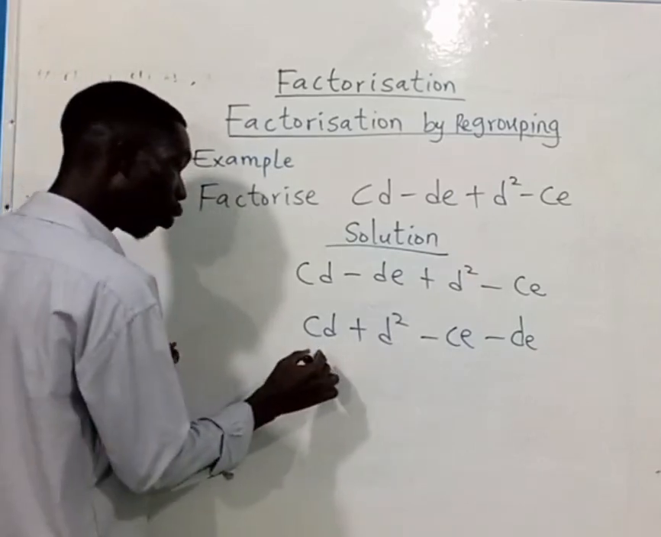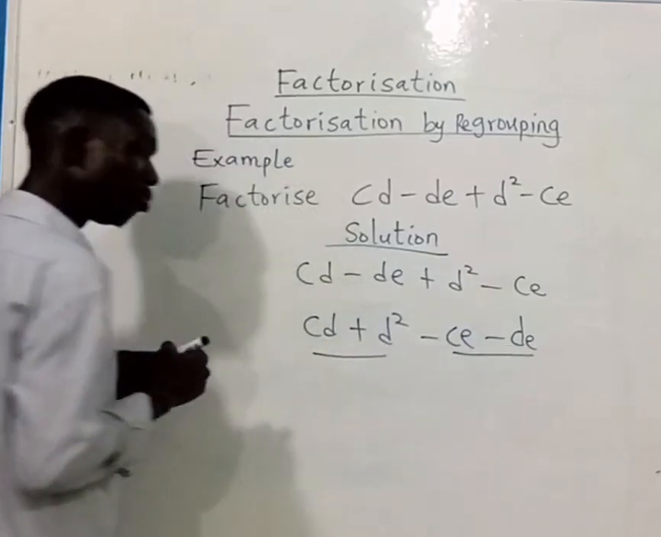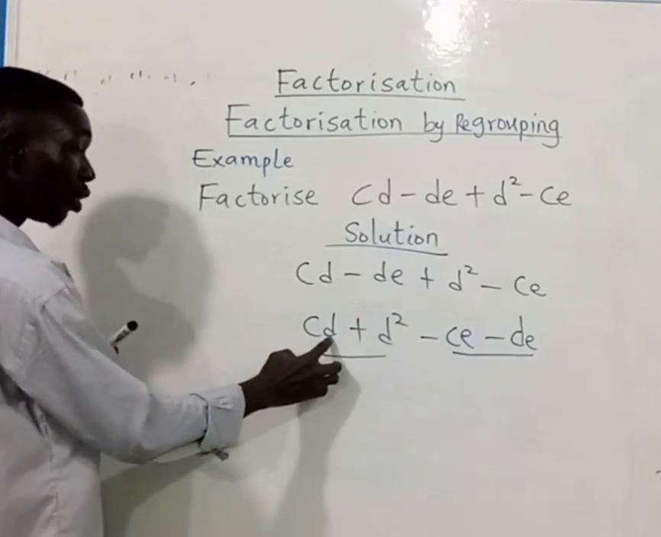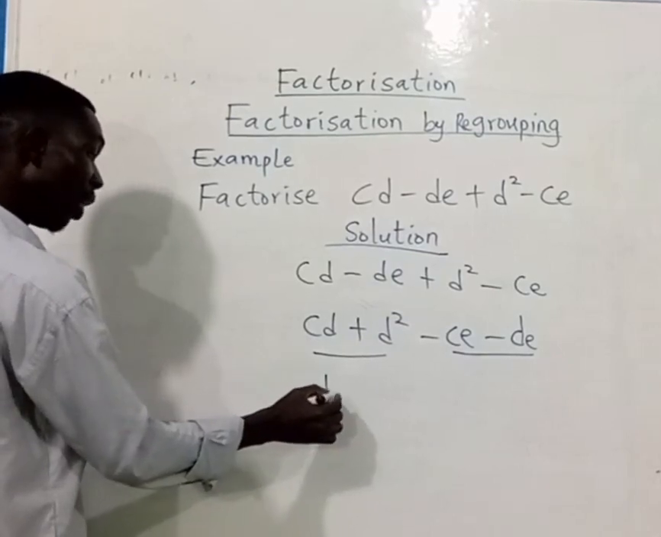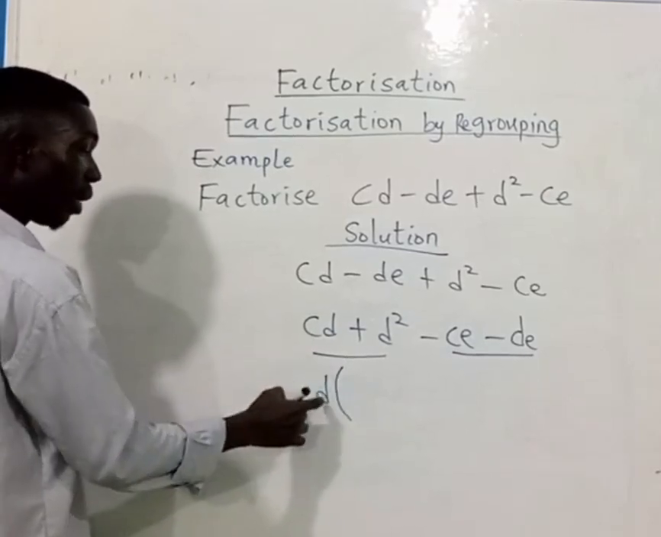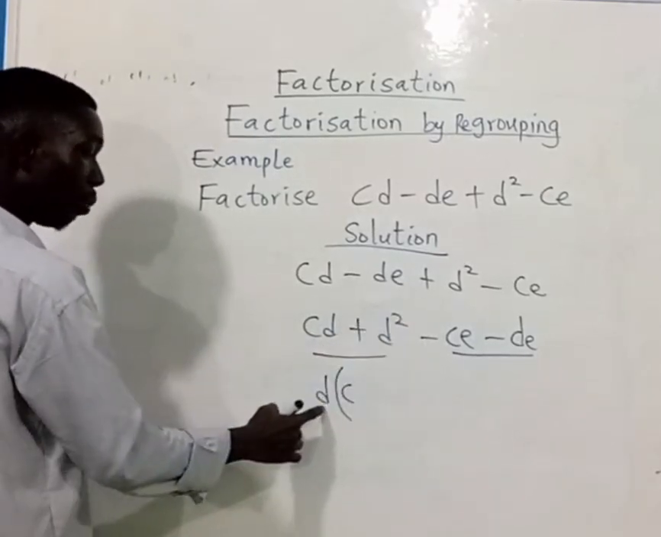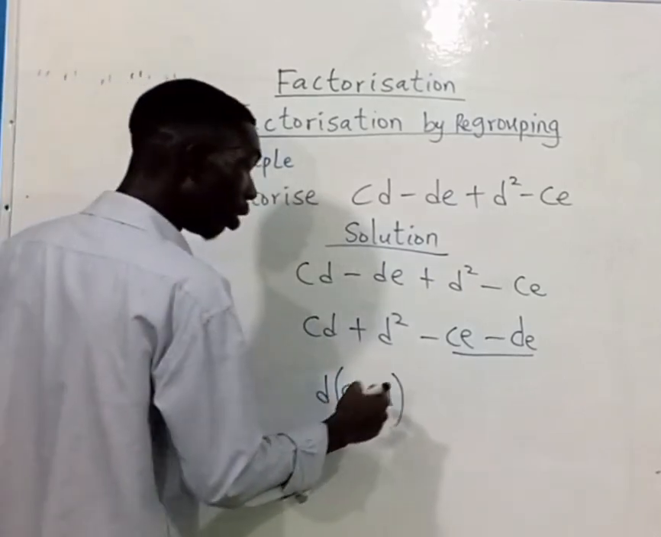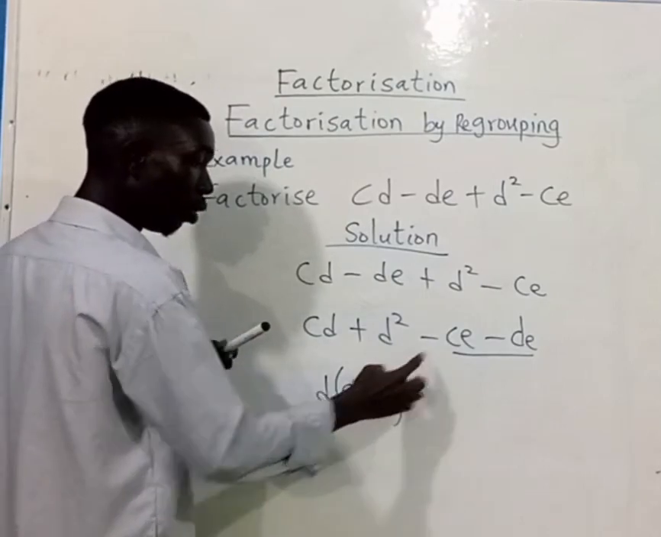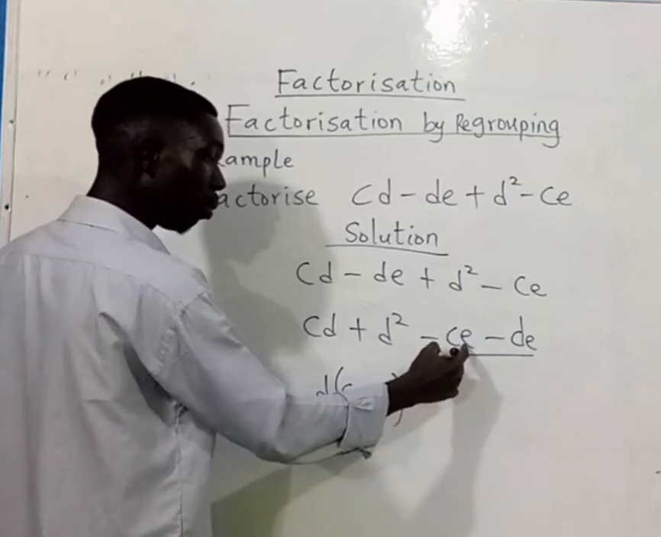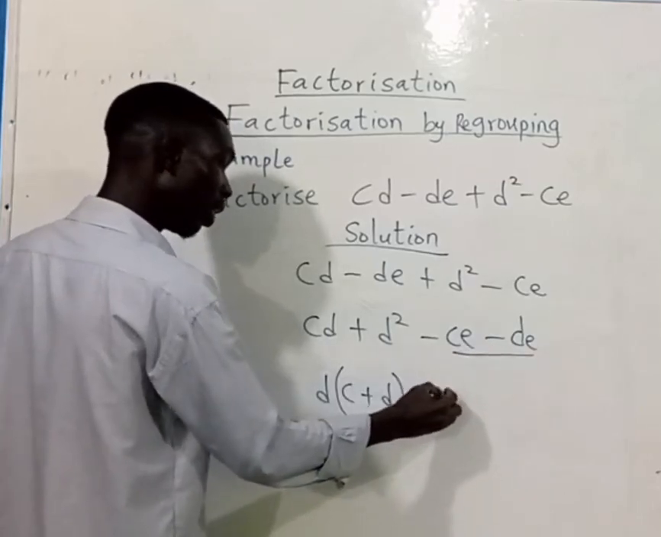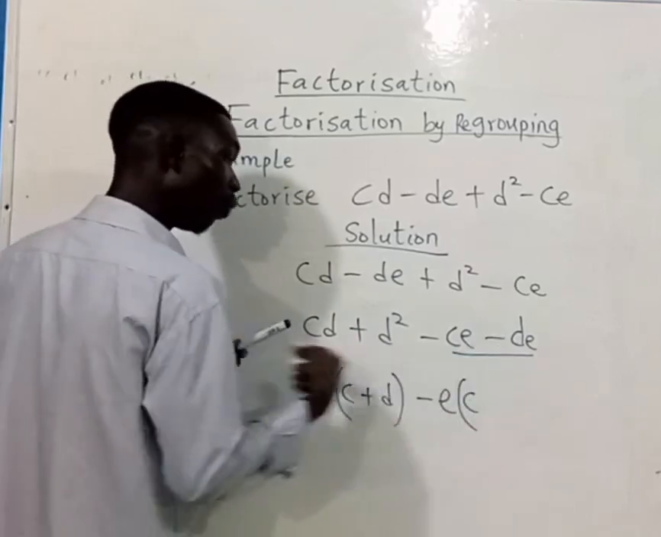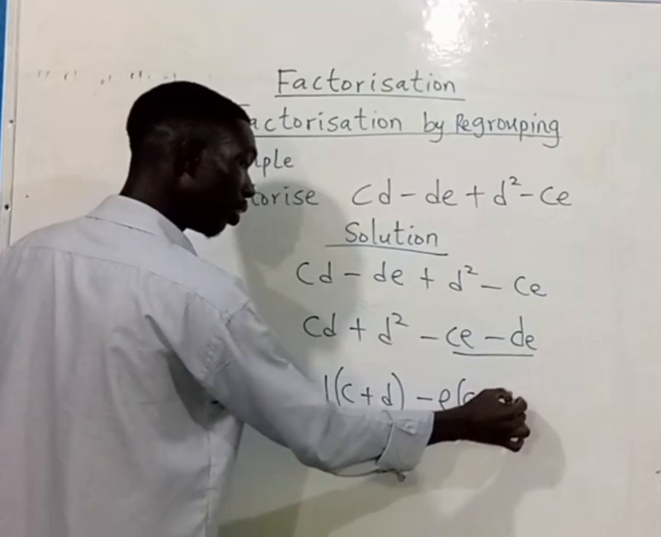So at this point we now group in two. Okay. So CD plus D squared, what is here? Remember from our last video, D is common. So we have D out, and we are left here with CD divided by D, we have C. D squared divided by D, we have plus D. Then we go back to the other group. We have minus, what is common here? We have E here, so we can take E out. And here we are left with C, and here we are left with plus D.